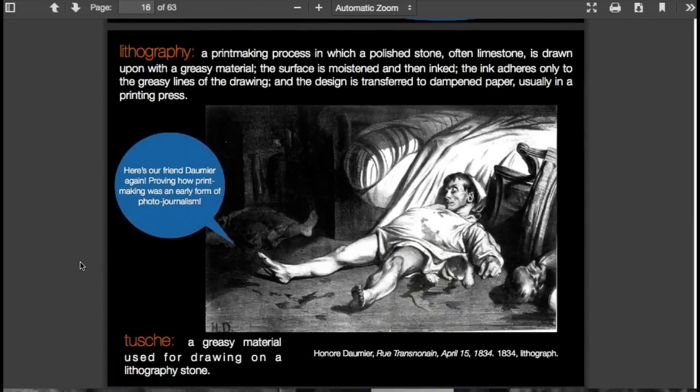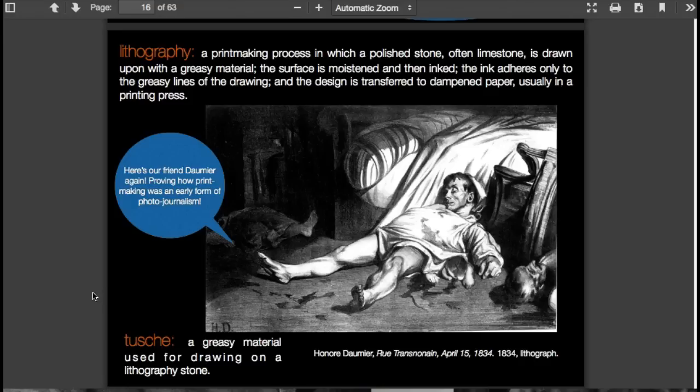Okay, let's talk about lithography. So this is a printmaking process in which a polished stone, often limestone, we draw on it with this greasy material called a touche, and the surface is then moistened and inked. The ink adheres only to those greasy lines of the drawing, and then the design is transferred to dampened paper, usually in a printing press. So that's, in a very small nutshell, how lithography works. It often gives us a little bit of a silkier texture.